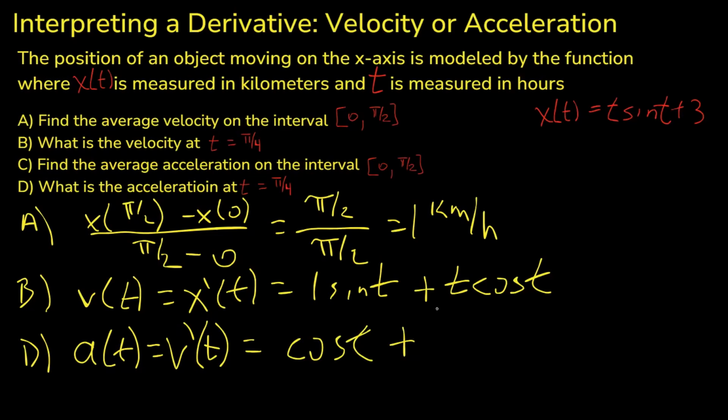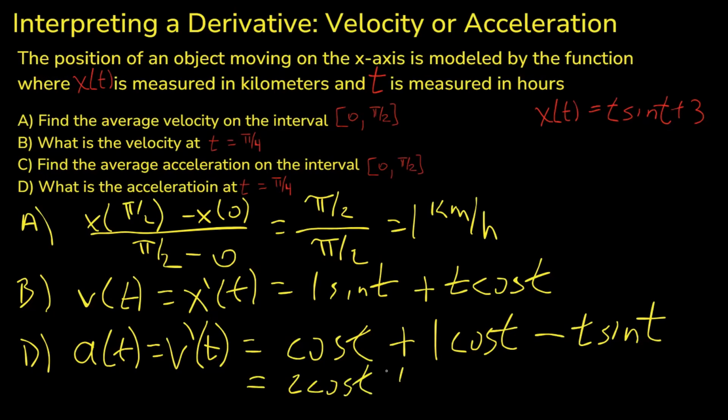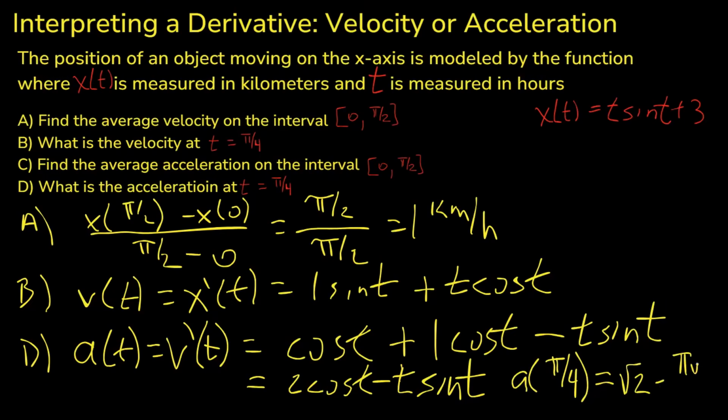plus, got to do the product rule here, derivative of the first times the second, plus the first times the derivative of the second, and sine t is going to be subtracted. So this is going to be 2 cosine t minus t sine t. And then if we evaluate a of t at pi over 4, you're going to end up with root 2 minus pi root 2 over 8. The units there are going to be kilometers per hour squared.